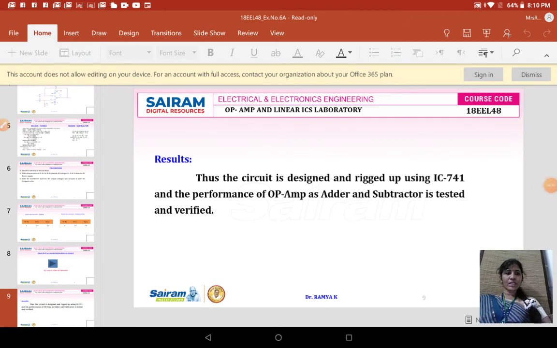Thus the experiment is conducted, designed and rigged up by using IC 741, and the performance of the op-amp as an adder and subtractor is tested and verified.